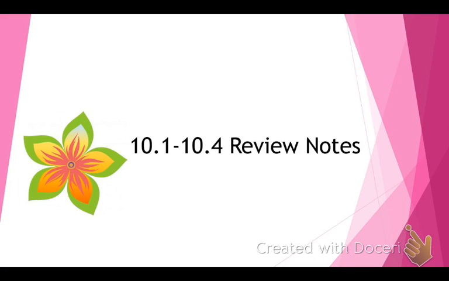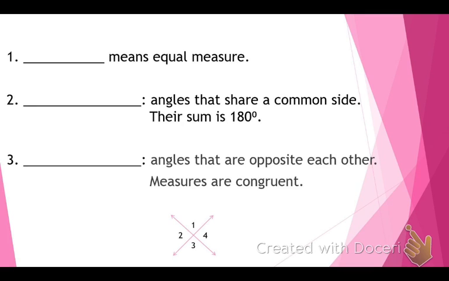All right, my goal today is to help you guys feel ready for your quiz on Monday. So we're going to go ahead and review over 10.1 through 10.4. First one, what word means equal measure? Congruent is correct. Okay, anything that you put in red today would be something great to add to your vocab cards.